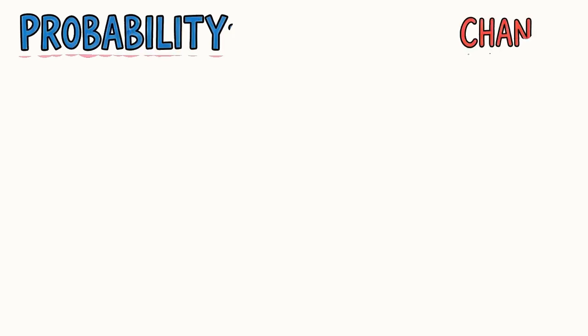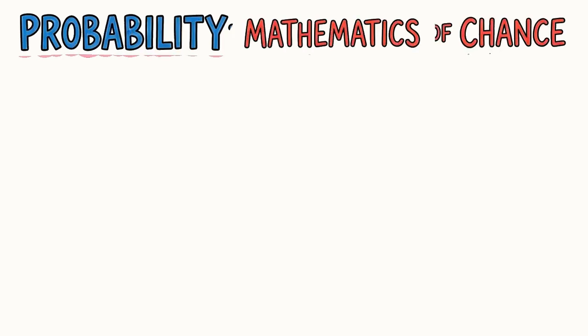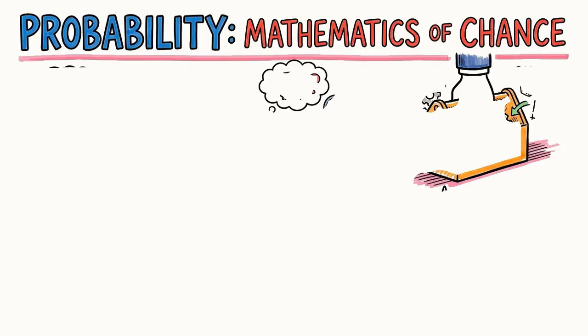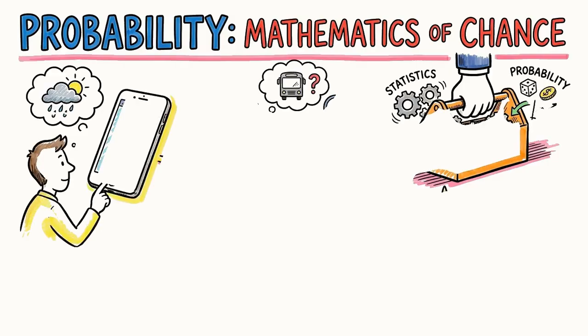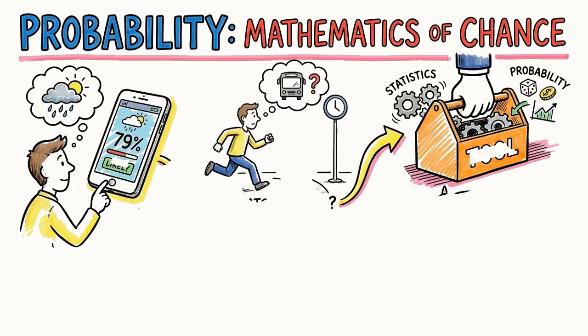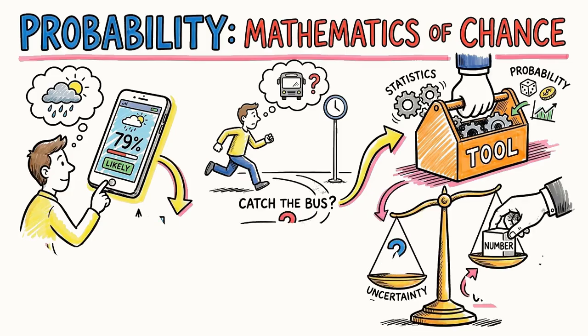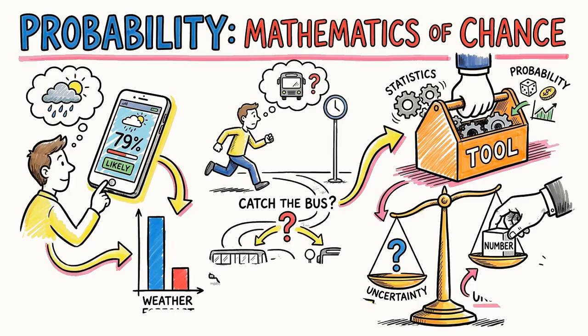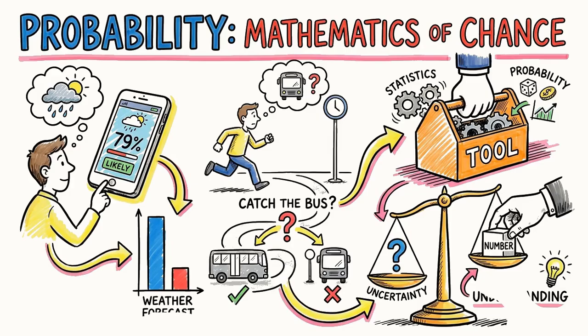Every time you check a weather forecast or wonder if you'll catch the bus on time, you're quietly using probability. It isn't a crystal ball for predicting the future, it's a tool for understanding how likely something is. It's the mathematics of chance, a way to put a number on uncertainty. So let's slow down for a few moments and look at how these fundamental ideas of statistics and probability actually work.